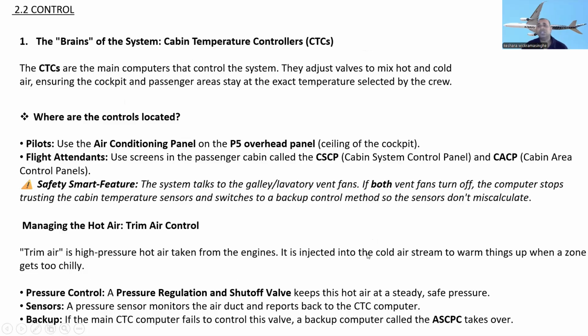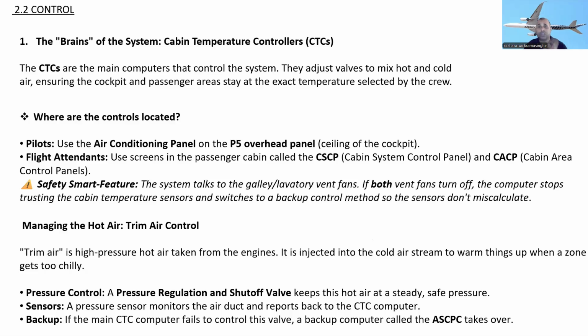All right, so let's go to the next one, the control. Second one, under temperature control: the brains of the system. What is the brain of the system? It is the cabin temperature control. That is the brain of the air conditioning system. The cabin temperature controls are the main computers that control the system. They adjust valves to mix hot and cold air, ensuring the cockpit and passenger areas stay at the exact temperature selected by the crew.